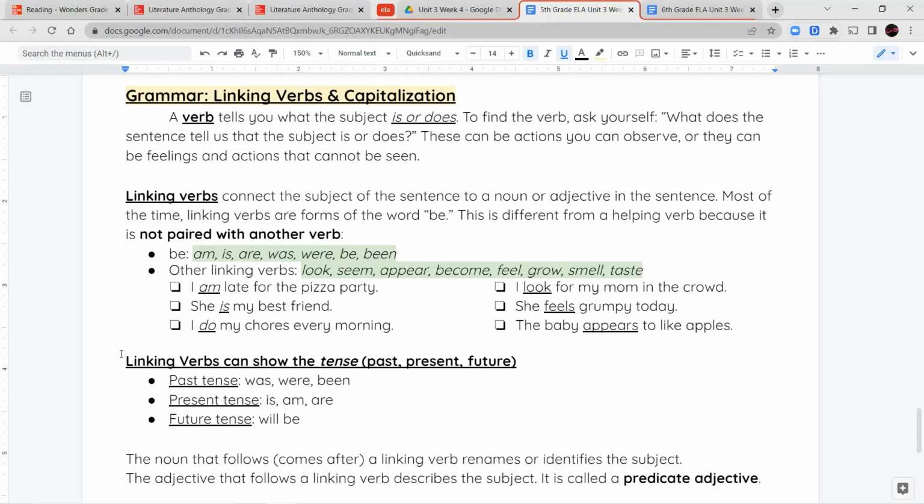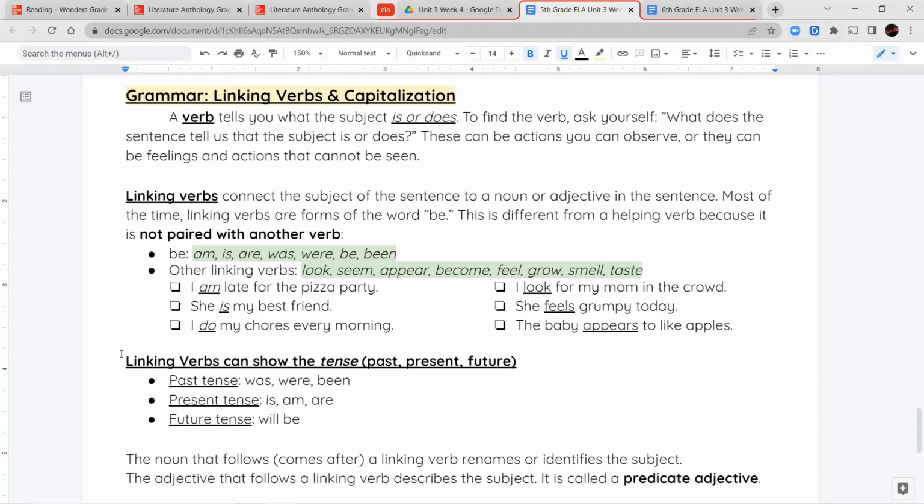Now you can have linking verbs that show tense. So they can show you past tense, present tense, or future tense. Past tense is like was, were, or been. Those tell you about something that happened before. Present tense is is, am, or are. And future tense is will be. These all give you clues about when something is happening.